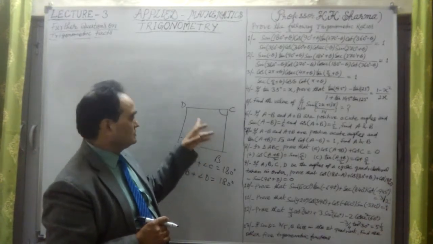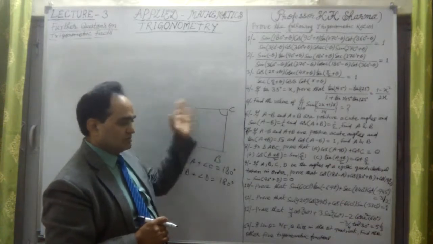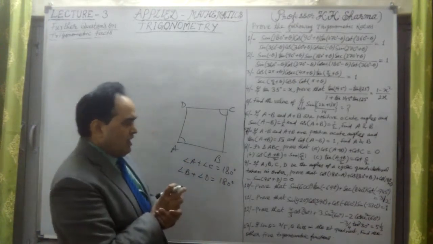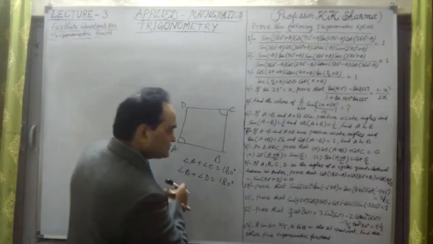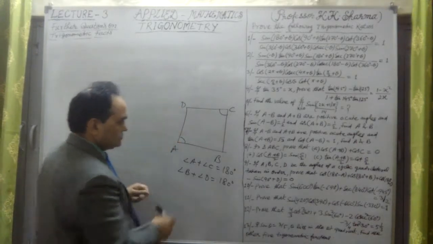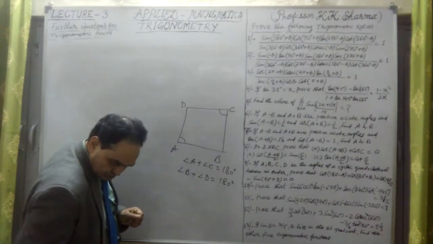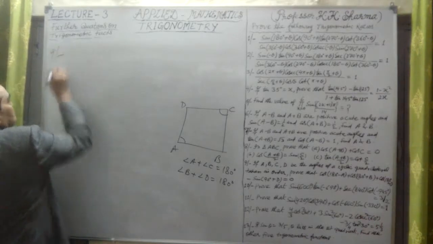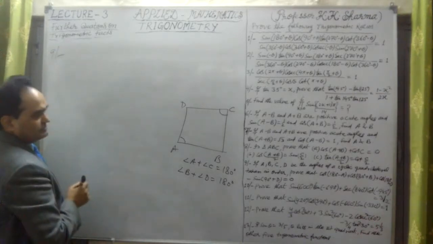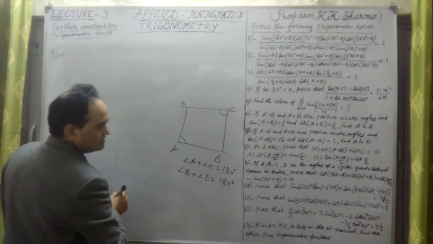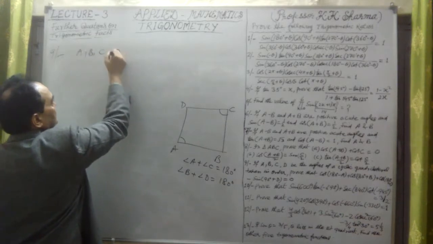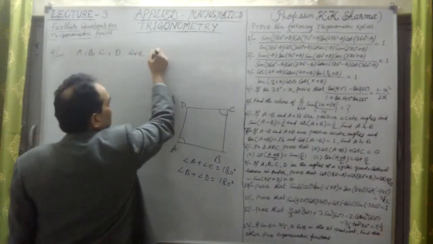In a cyclic quadrilateral, the sum of the opposite angles is 180 degrees. Question number 9 says: if A, B, C, D are the angles of a cyclic quadrilateral, taken in order, then prove that. So A, B, C, D are the angles of the cyclic quadrilateral, which we have to prove here.